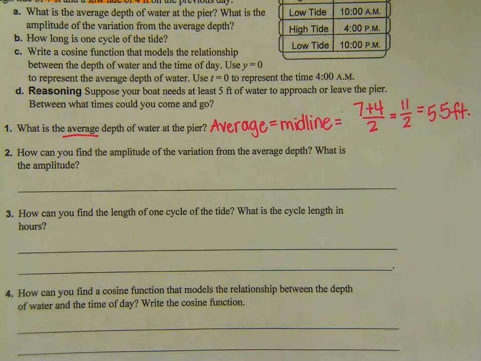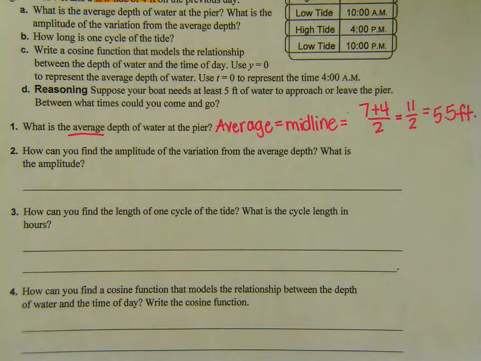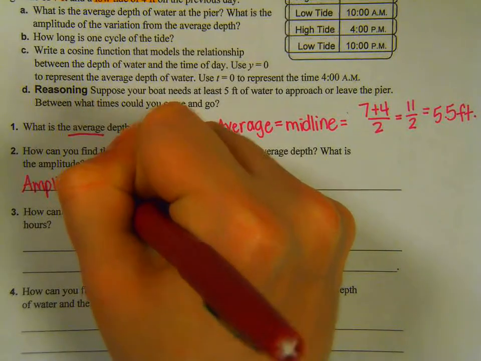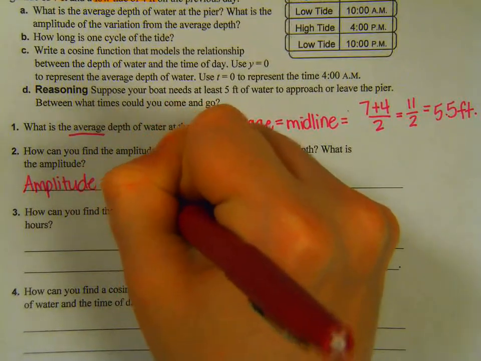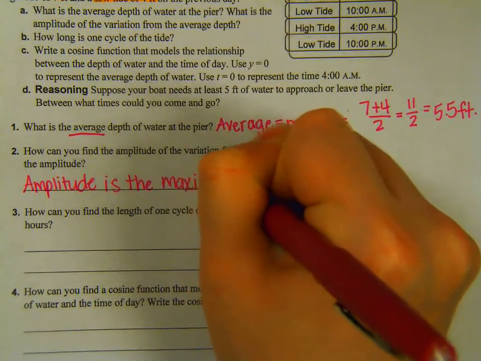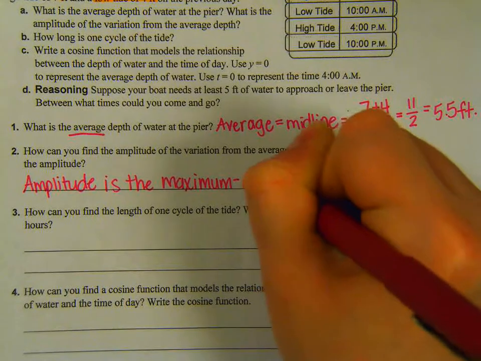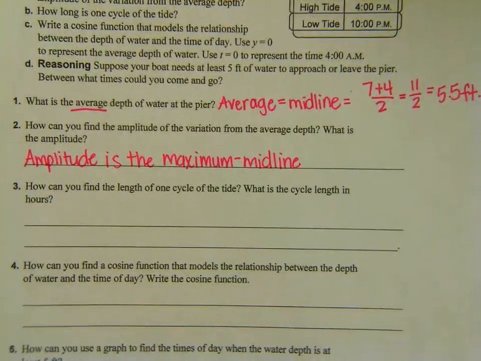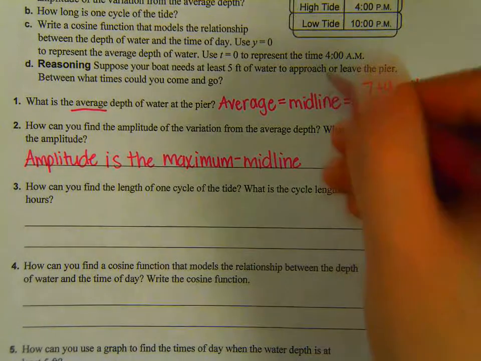Number 2, how can you find the amplitude of the variation from the average depth? The amplitude given the midline. Exactly. So really all the amplitude is the distance. So amplitude is the maximum minus the midline, or midline minus the minimum, but usually I like maximum better, it makes it pop. So amplitude is the max minus the midline.